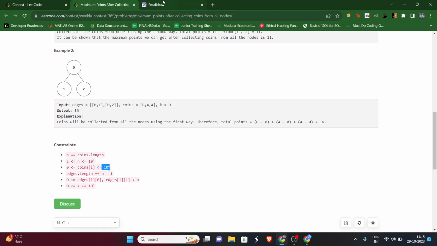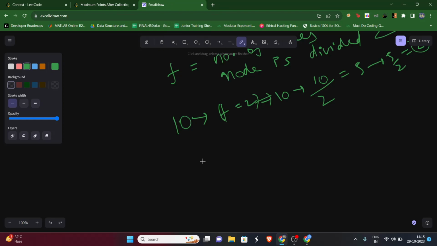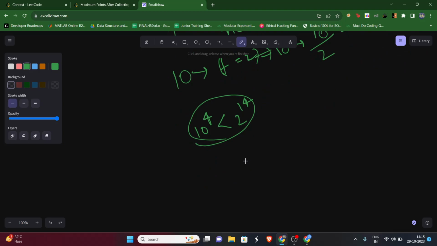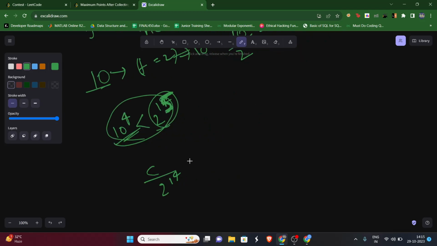Similarly, if we see the question, we are given that the maximum number of coins is 10 to the power 4. So you will realize that 10 to the power 4 is less than 2 to the power 14. Or let's say for simplicity 2 to the power 15, which is greater than 10 to the power 4. That means if we keep on dividing c by 2, 14 times, the result will become 0, because that's what happens, right?